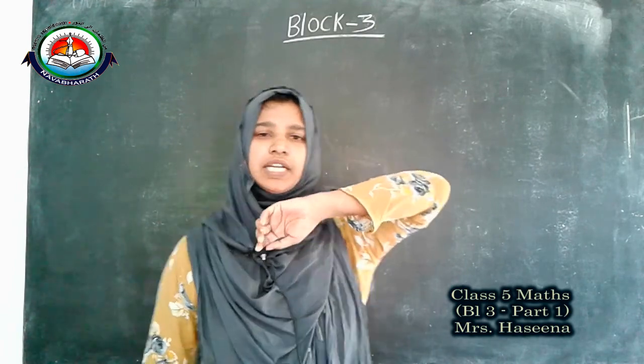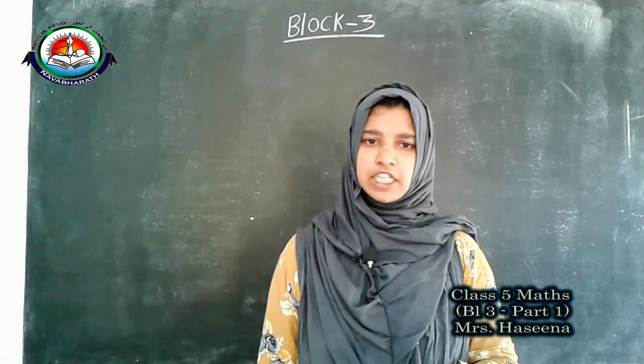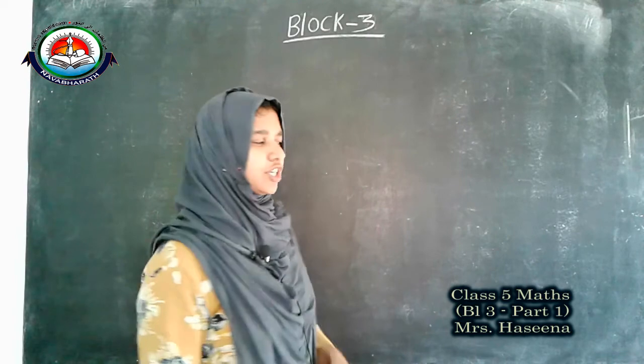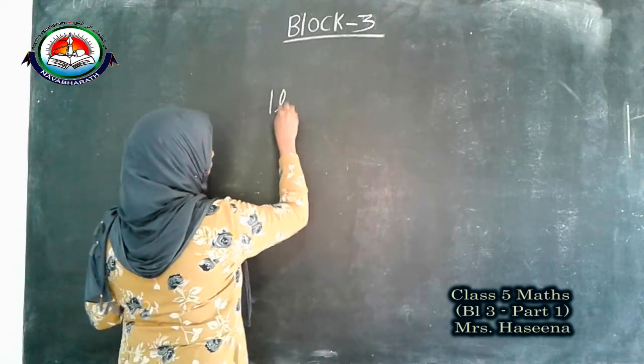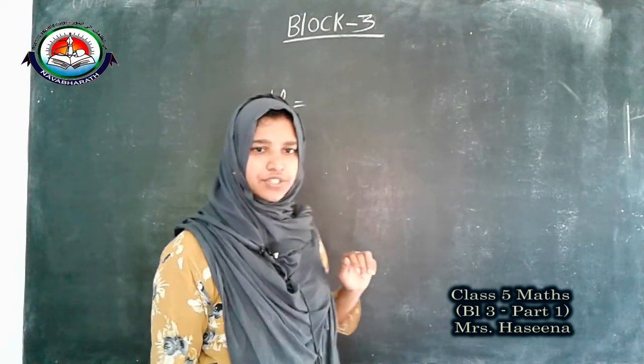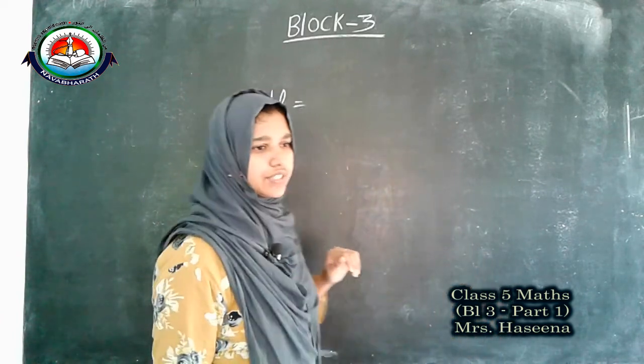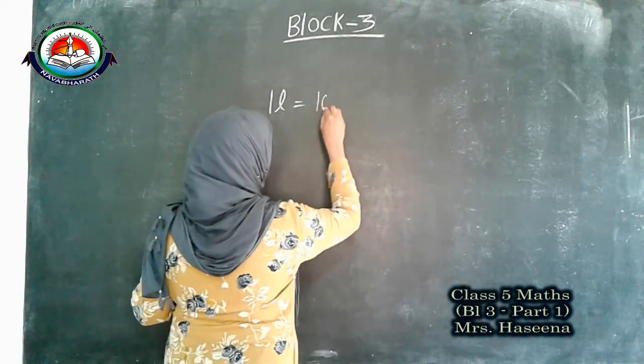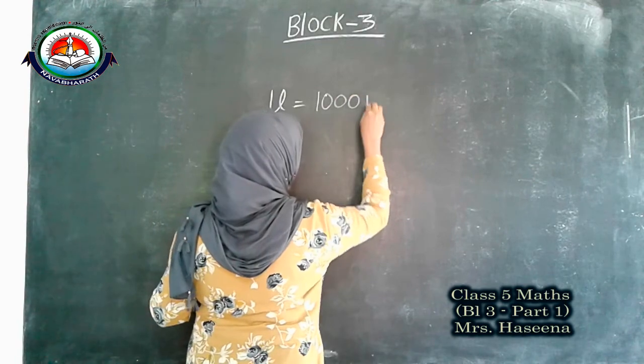Okay, 1 liter. How many milliliters are there in 1 liter? 1 liter is equal to how many milliliters? Yes, 1 liter is equal to 1000 milliliters.